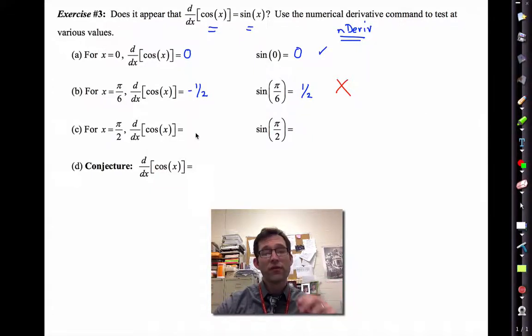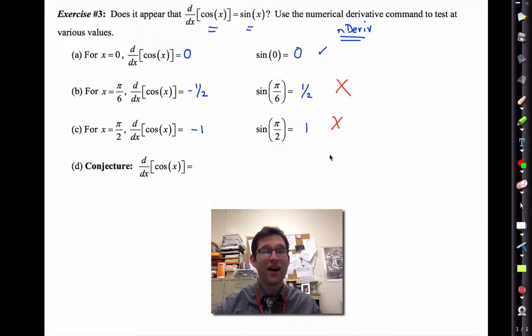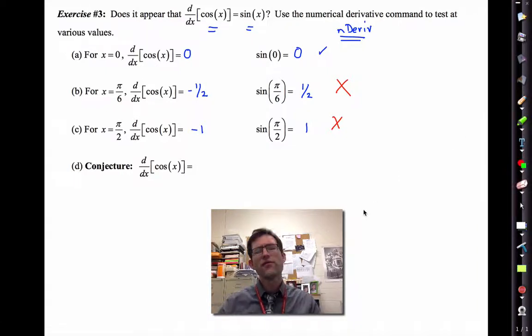If I find the derivative of cosine x at pi over 2, what I would find is negative 1. And of course, sine of pi over 2 is positive 1. Again, showing that the derivative of cosine is not sine. But what's our conjecture? Write down a final conjecture. What is the derivative of cosine x? Pause the video now.